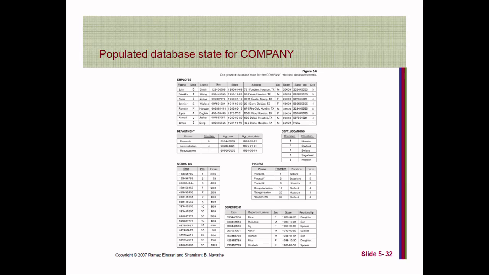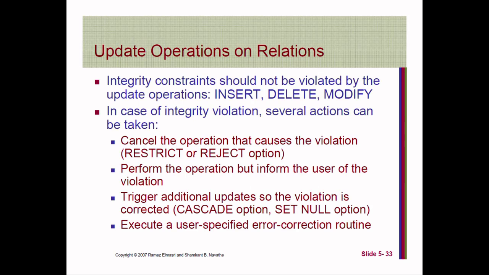This is some sample database state. Now we need to be careful that whenever the database state changes due to these three operations, insert, delete, update, the integrity constraints should not be violated by these operations. The database state must always be a valid state. Valid state meaning all the constraints are satisfied, and when the database state changes, it should go from one valid state to another valid state. So anytime these operations are taking place, the DBMS needs to ensure that the integrity constraints are not being violated.